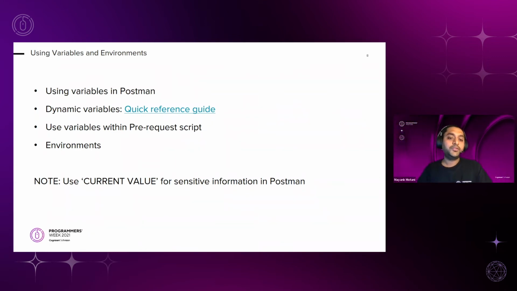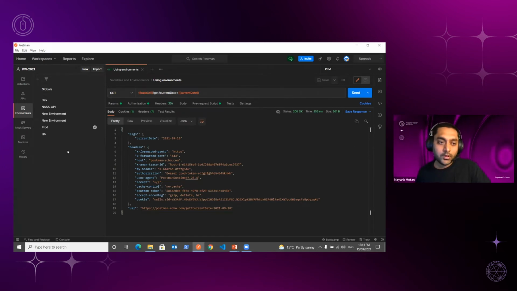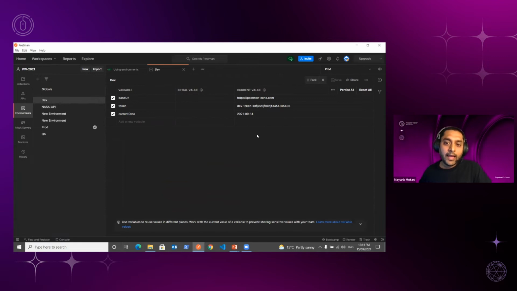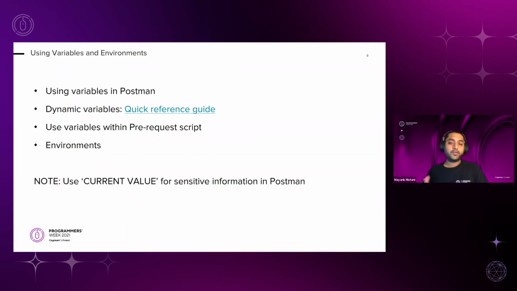Okay, so we've got this note here, using current values for sensitive information in Postman. Let's see what this means. Let's go to this environment here. As you can see, we are only setting these current values here and not initial values. What does this mean? Current values are the values which are only visible to you. Let's say you're working in a team environment or you're taking an export of this collection and sharing it with your teammates for use. You can set those sensitive values within the current value section and nobody will be able to access these values. If you wanted to share these variable values, you can set them in the initial value section. So from a security perspective, it's really important to make use of these current value sections as well.